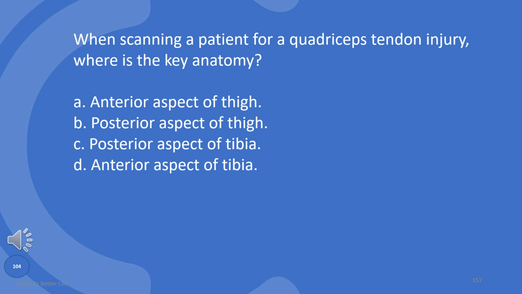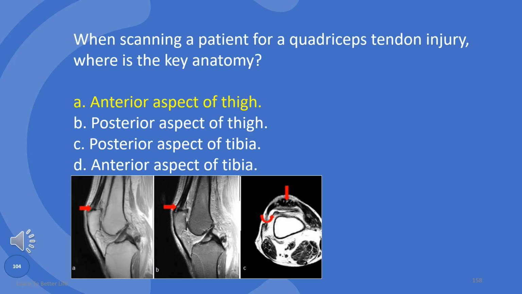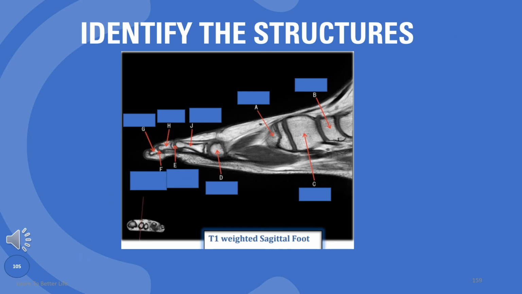When scanning a patient for a quadriceps tendon injury, where is the key anatomy? A. Anterior aspect of thigh. B. Posterior aspect of thigh. C. Posterior aspect of tibia. D. Anterior aspect of tibia. The answer is A. Anterior aspect of thigh. Let's learn some more anatomy. This is the last set of images.